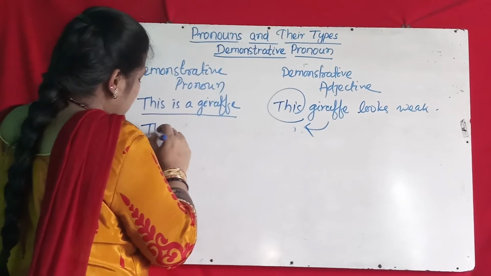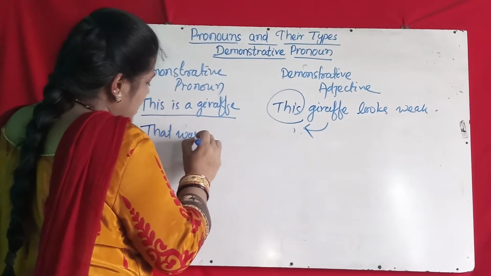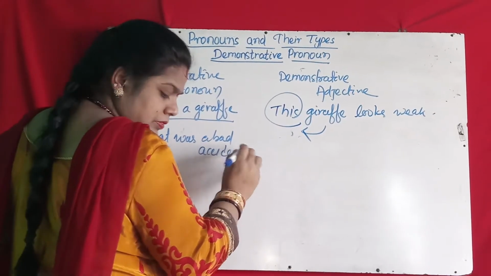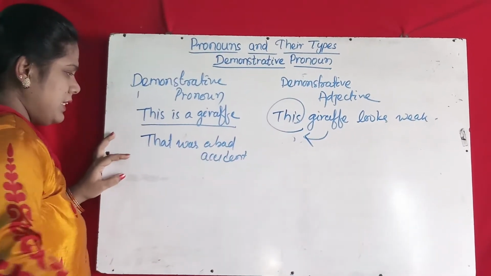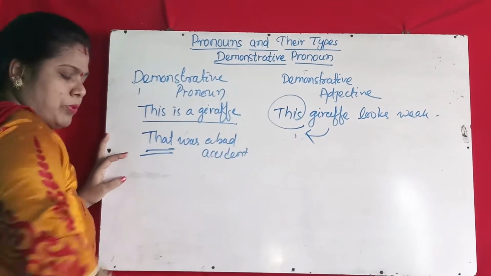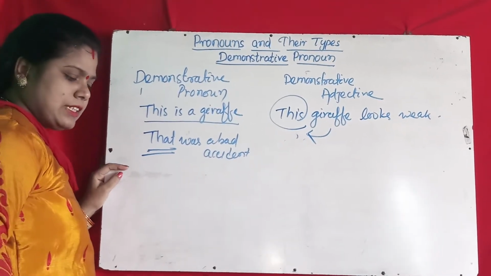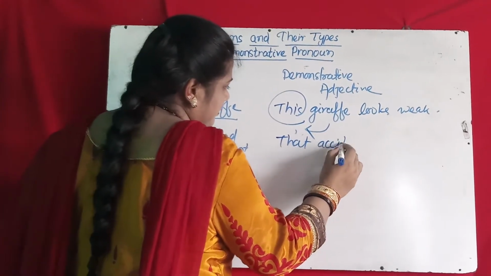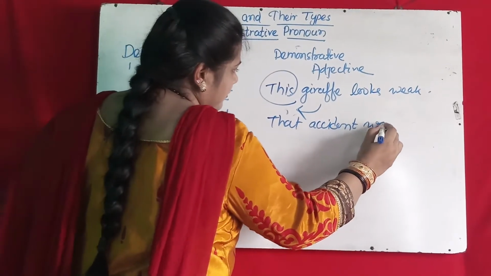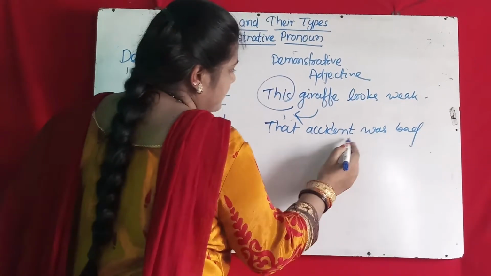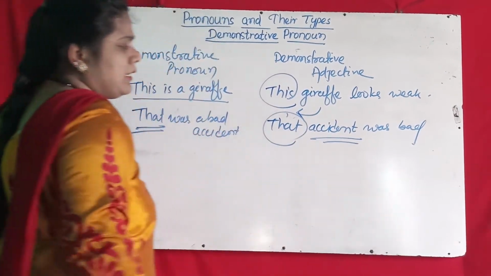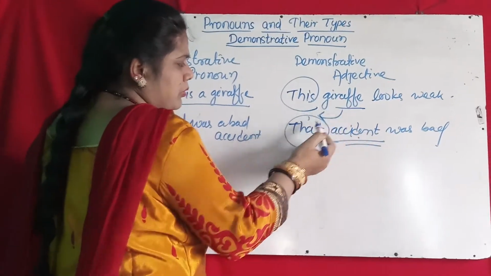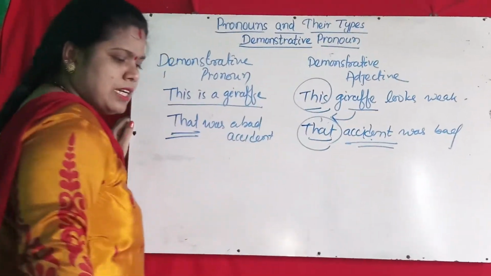Suppose, that was a bad accident. Well, that was a bad accident. It is called a demonstrative pronoun. When you change it to a demonstrative adjective, how do you write it? That accident was bad. That accident means before accident we use that. So when they are used before a noun, they are called demonstrative adjectives.